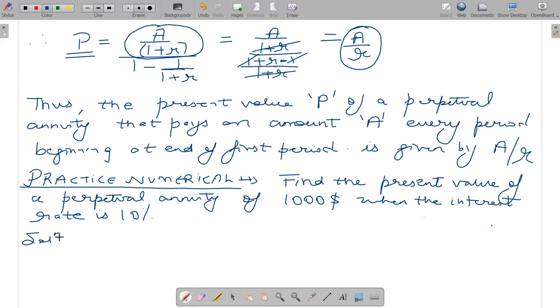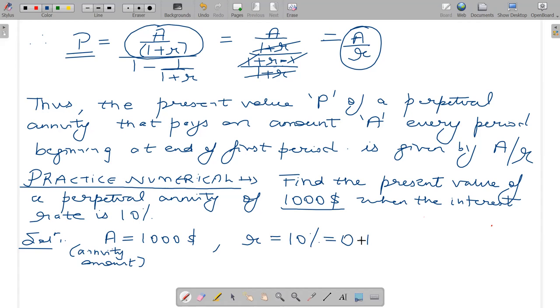Okay, so we need to find out what's the present value of this perpetual annuity of $1,000. A perpetual annuity of $1,000 means you are going to get $1,000 every period starting from the end of the first period. So my A is equal to $1,000, that's my annuity amount, and my rate of interest is 10%, which I can say as 0.1.